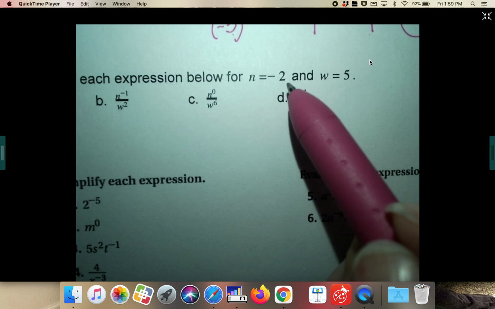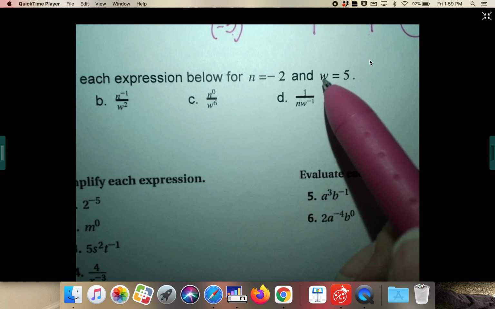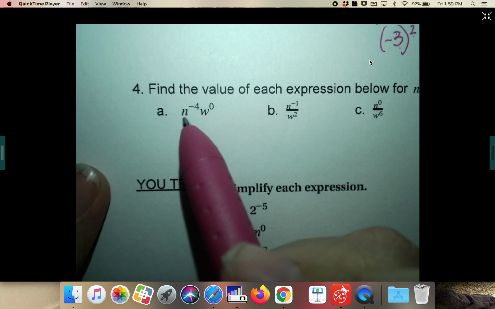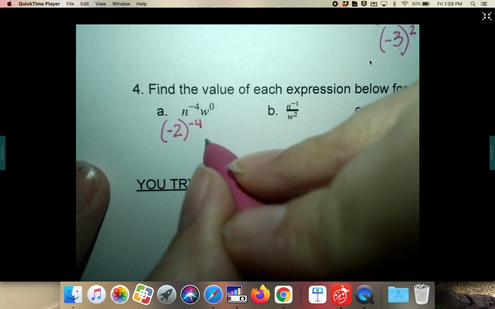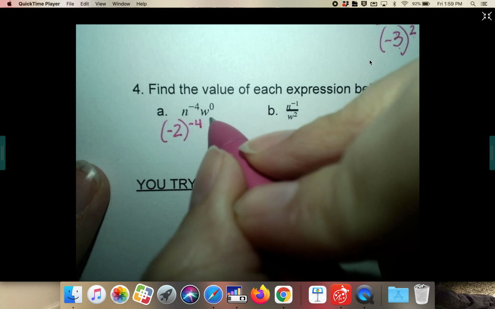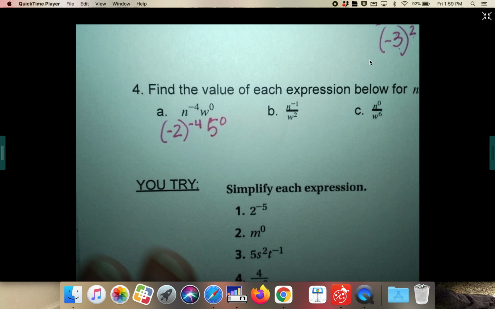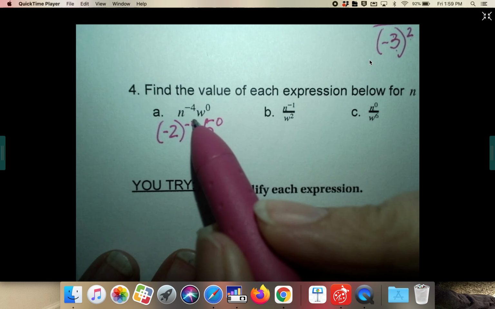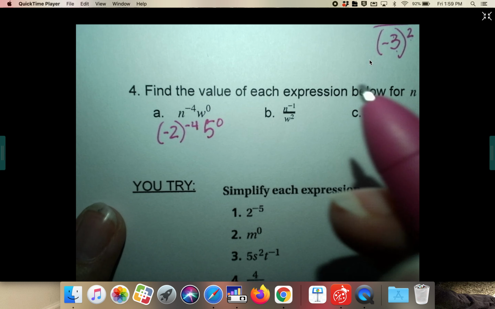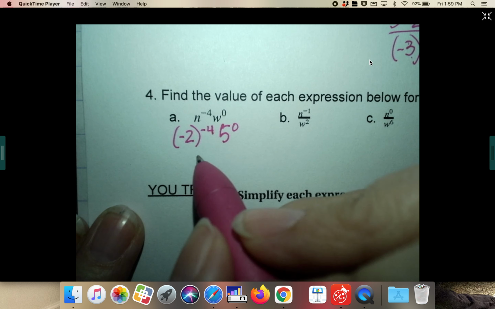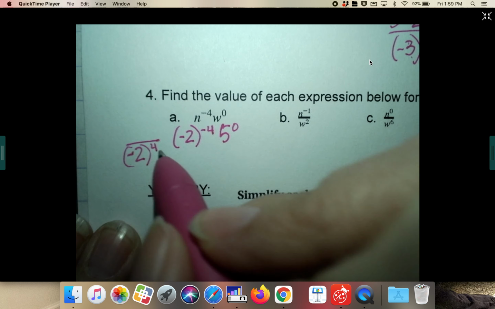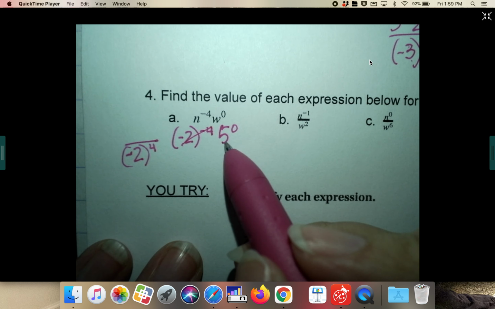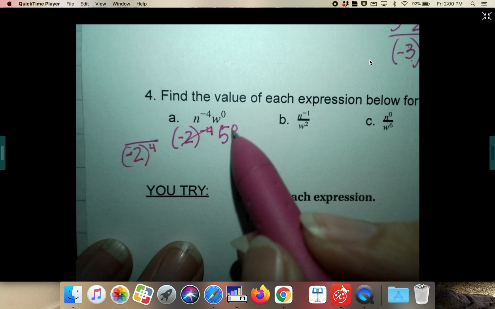Oh, we're doing some more of these. So n is negative 2, w is 5. Okay, so this is a problem because you can't have a negative 4 on the top, so I'm going to flip it to the bottom under a 1, negative 2 to the positive 4th, and the 5 to the 0, it just is 1. 5 to the 0 is 1.